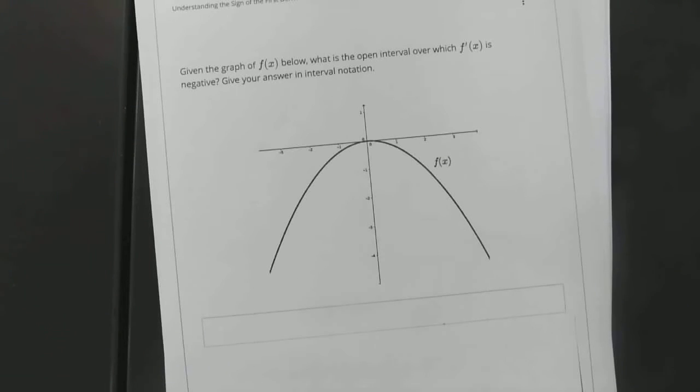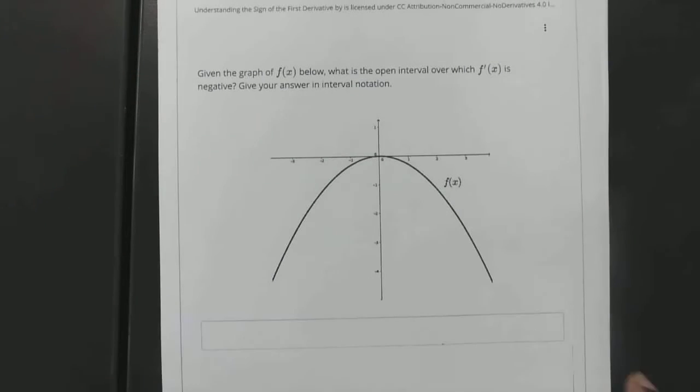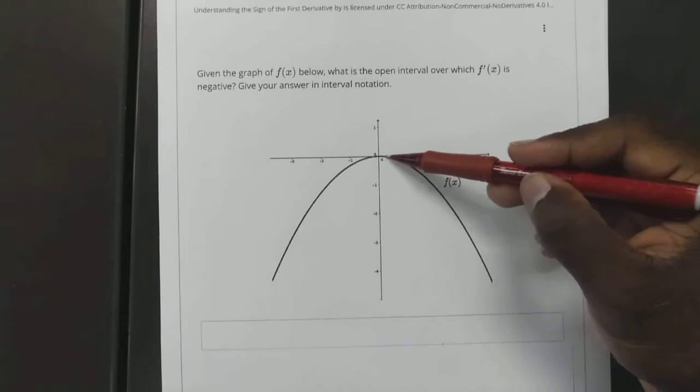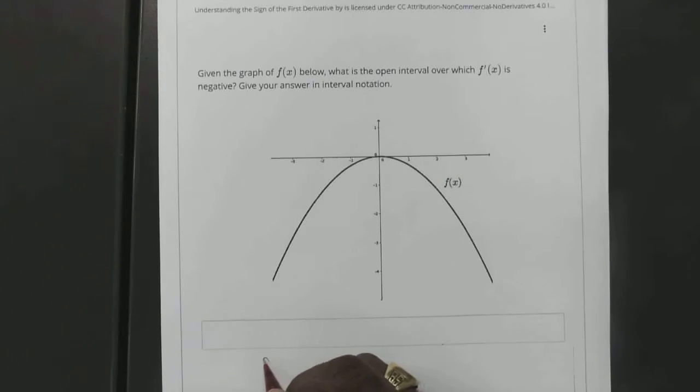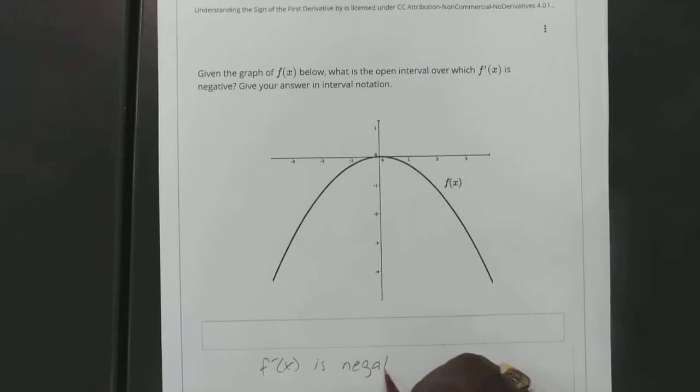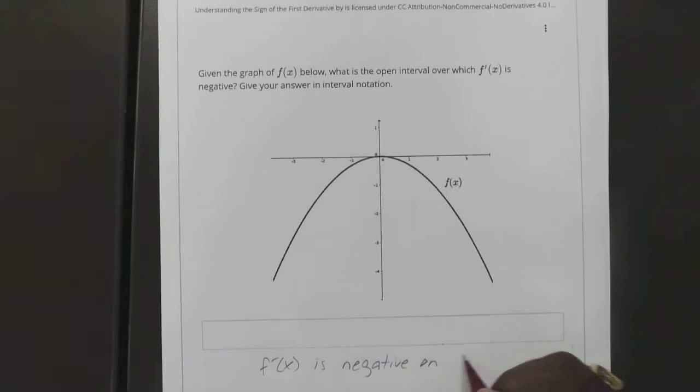Okay, so let's say we have f of x here, and we want to know on which interval this function's slope is negative. Yep, 0 to infinity. So we know that f prime of x is negative on the interval zero to infinity.